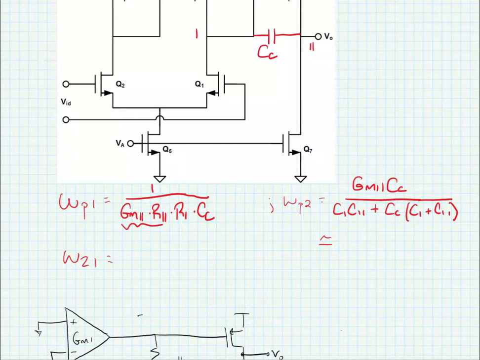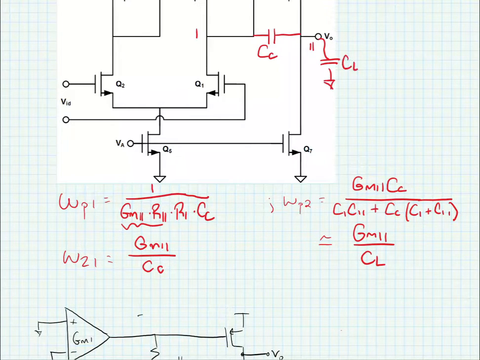Finally, we also noted that the inclusion of this capacitor gave us a zero that was equal to GM2 over CC, and this is a right half plane zero. Now we approximated the second pole frequency as being equal to GM2 divided by CL, and this assumes that at our output we're driving some load capacitance.